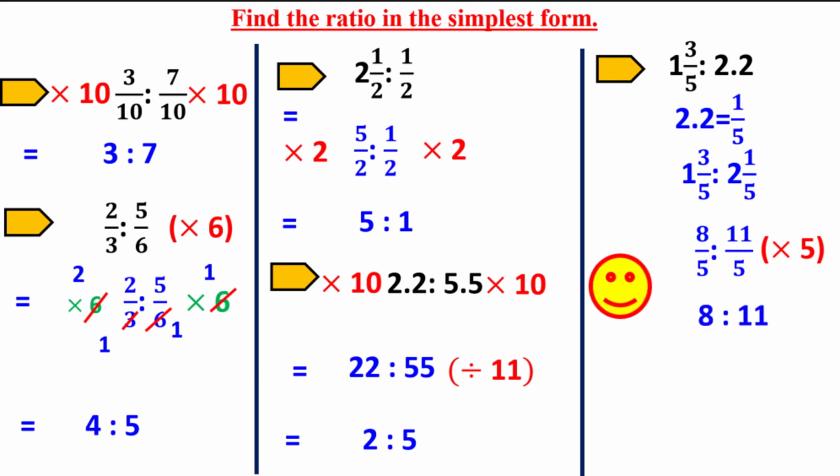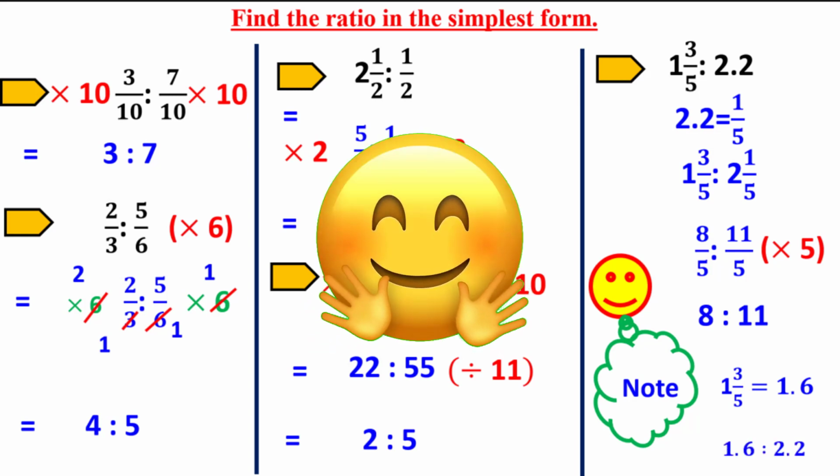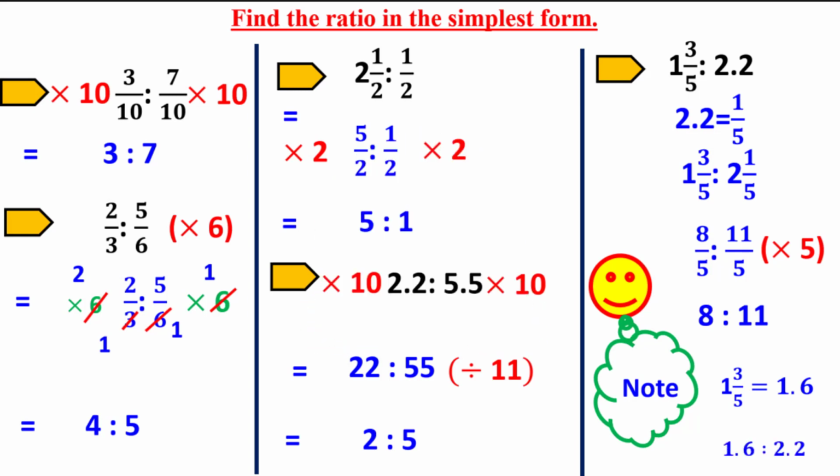Note, we can solve this problem another way. We can convert the mixed number to decimal form. Just find the decimal form. 1 and 3/5 equals what? 1.6. So it will be 1.6 to 2.2. You can find it by yourself.